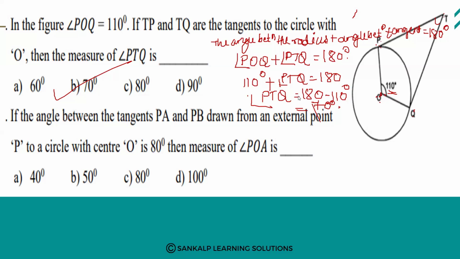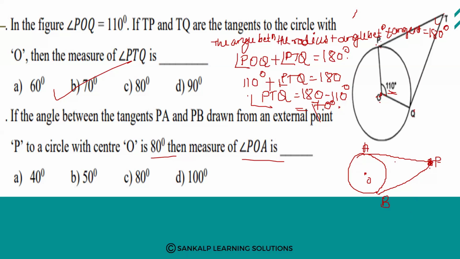Yes, next question is, if the angle between the tangents PA and PB drawn from an external point P to a circle with center O is 80 degree, then the measure of POA. See my dear students, this is an external point P. Okay, one circle is there that is having center O. Okay, now from external point we are drawing two tangents, that is PA and PB, right? PA and PB. Okay, so this is external point P and PA and PB are tangents and center O.